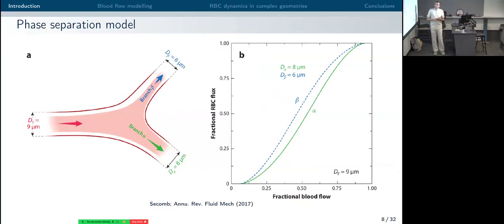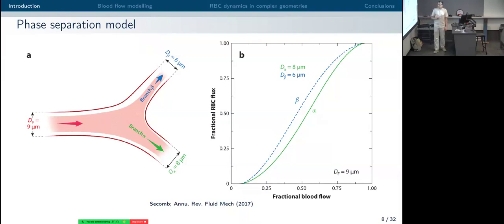Based on the diameters of the blood vessels, the feeding diameter, here shown in red, and then the branches alpha and beta in green and blue that go to the right. All of them might have different diameters. All of them might have different flow rates for the whole blood. Based on that, it is possible to predict what the fraction is of red blood cells going from the feeding branch into the child branches alpha and beta.